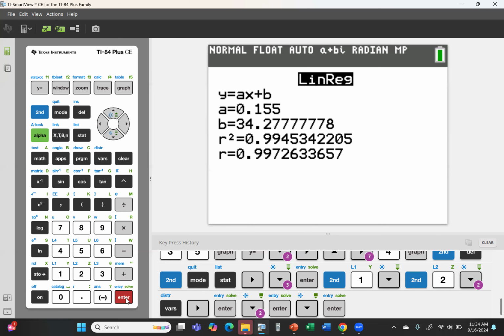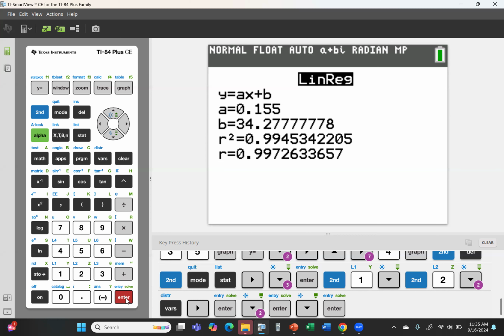Okay, so what's a? A is the slope, 0.155. Is that approximately what we found when we used the 2 points? Pretty close. B is the y-intercept, and that's where we're off a little bit from our estimate. So B is approximately 34.278, which is a little bit different than what we got from our 2 points. Okay, now I stored that in Y3.